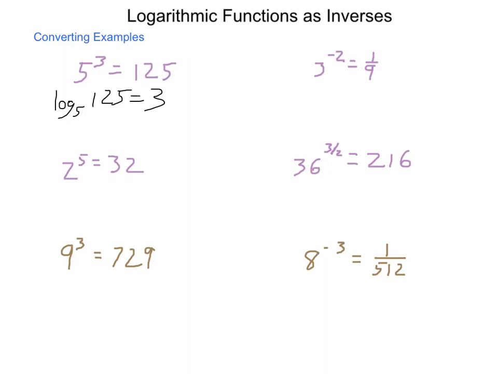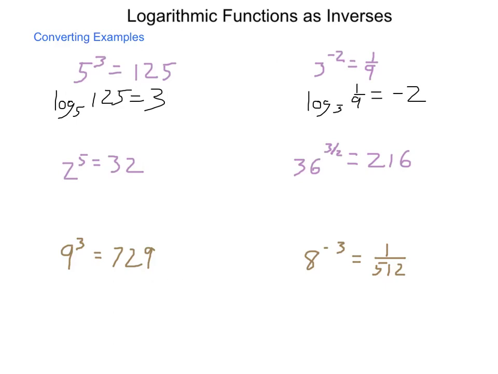Next one, 3 to the negative second equals 1/9. Remember, our negative exponent says we turn the fraction upside down. 3 to the second power is 9, so we end up with 1/9. So what we're going to have here is log base 3 of 1/9 equals negative 2.